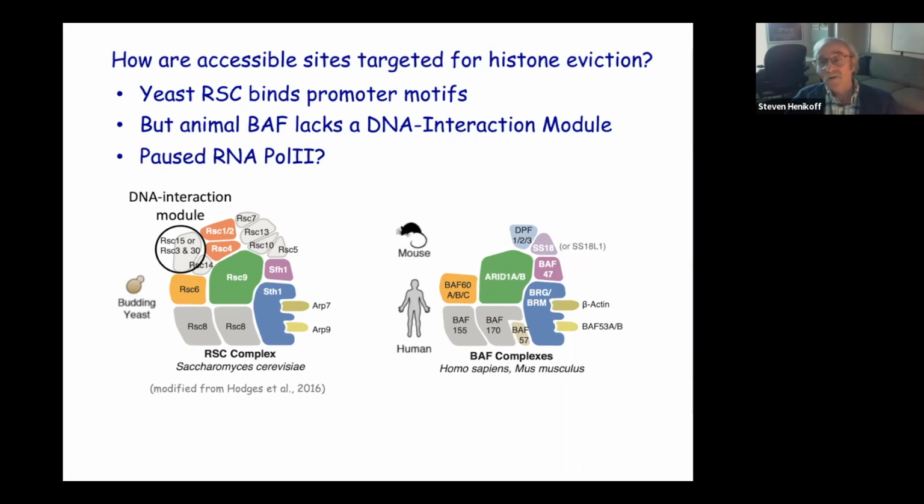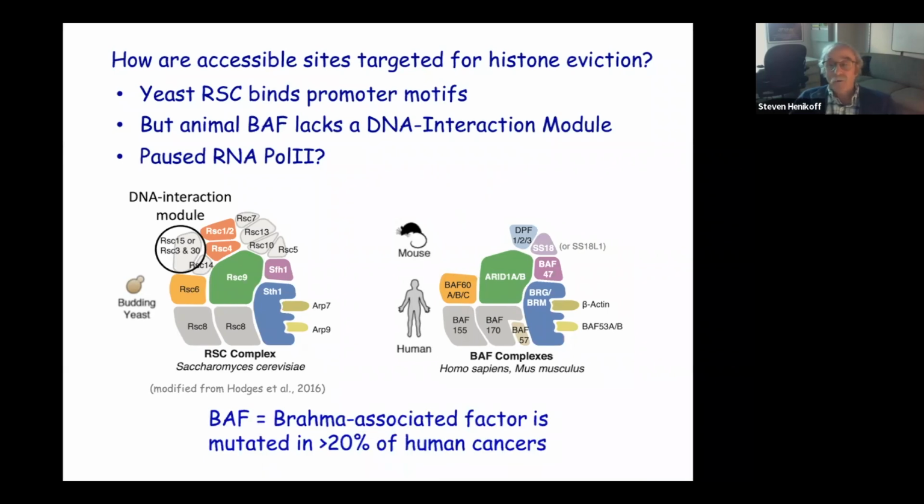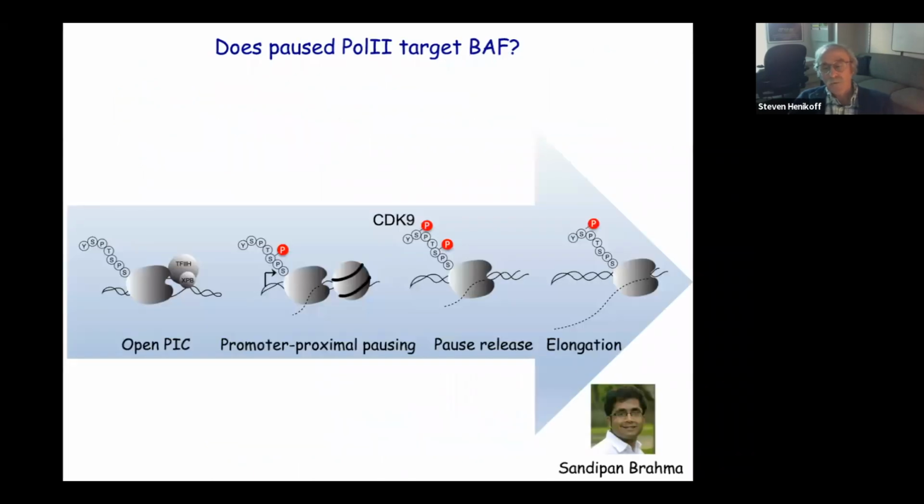Maybe that's what is bringing it in some way. Also, we're quite interested in BAF because BAF is mutated in more than 20% of human cancers, as are many other people. So there's been a lot of studies of BAF. But Sanpan Brahma, postdoc in the lab, decided to take a small molecule approach in order to address this question of whether RNA pol2 is involved here.